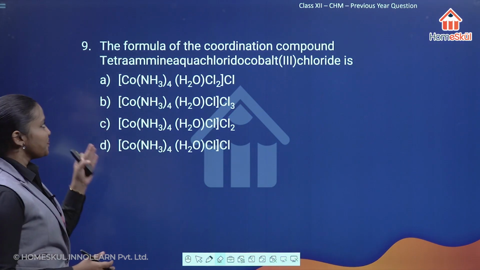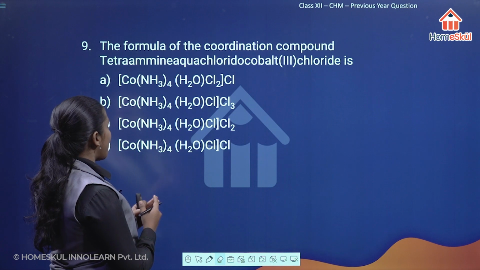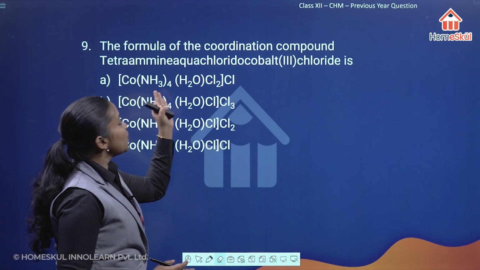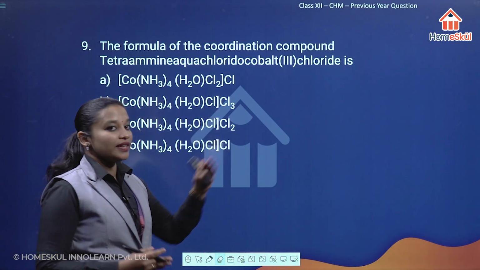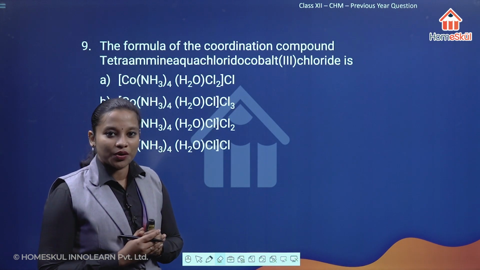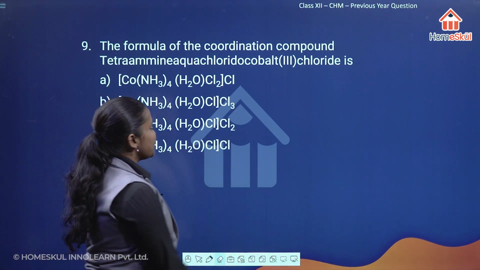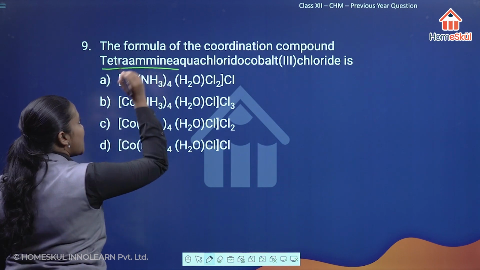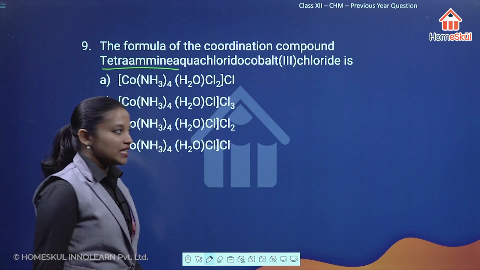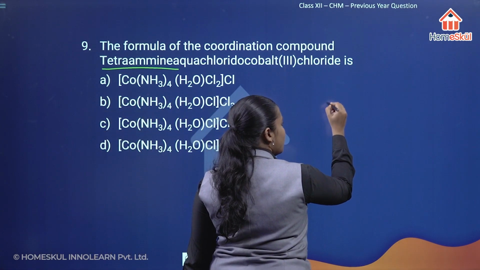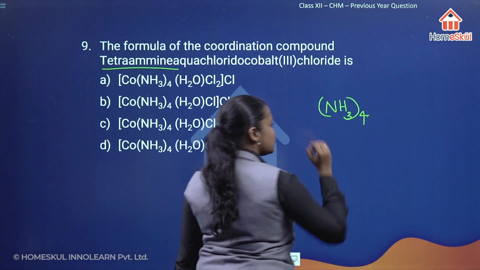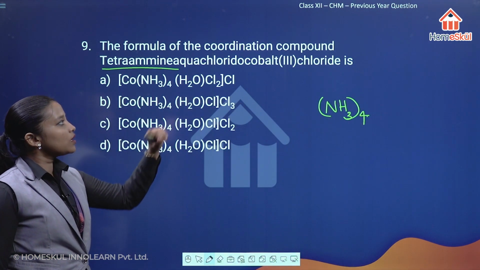Ninth question. The formula of the coordination compound. Okay, we have a coordination compound here, that is tetraamineaquachloridocobalt(III) chloride. So we have to find the formula of the above coordination compound. Okay, let's try to write the formula. Here it starts with tetraamine. That means there are 4 what group? NH3 groups present in that compound. So 4 NH3.